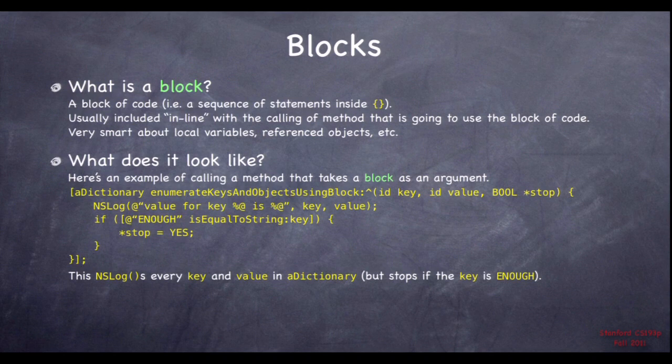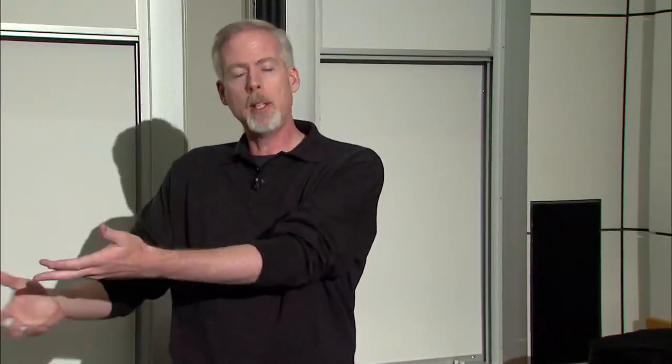Everyone with me so far? Any question about this? It's really important to understand this very first thing we're talking about here. This is about passing a block, a sequence of Objective-C, a little piece of Objective-C code to another method, and it's going to call it repeatedly in this case with certain arguments.